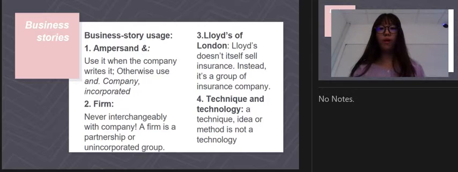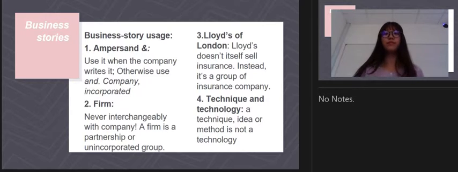The third one is a more professional term: Lloyd's of London. This name refers to a group of insurance companies, not a company that insures insurance. And also technique and technology. A technique, idea, or method is not technology. Technology usually refers to the application of science, especially to commercial or industrial objectives.